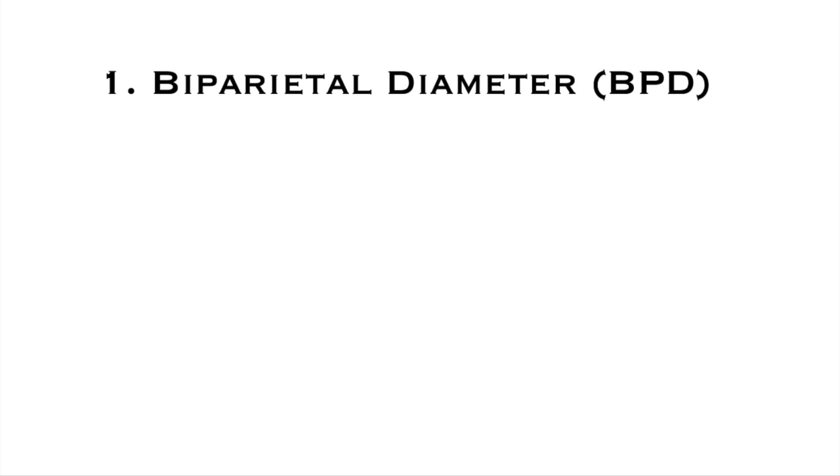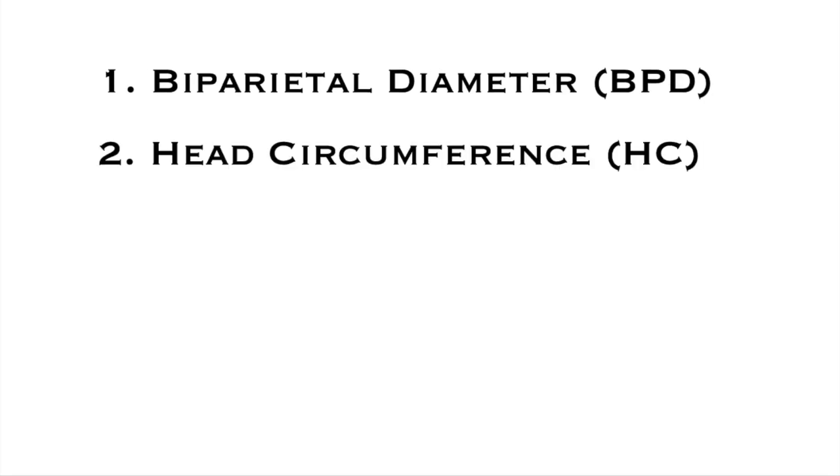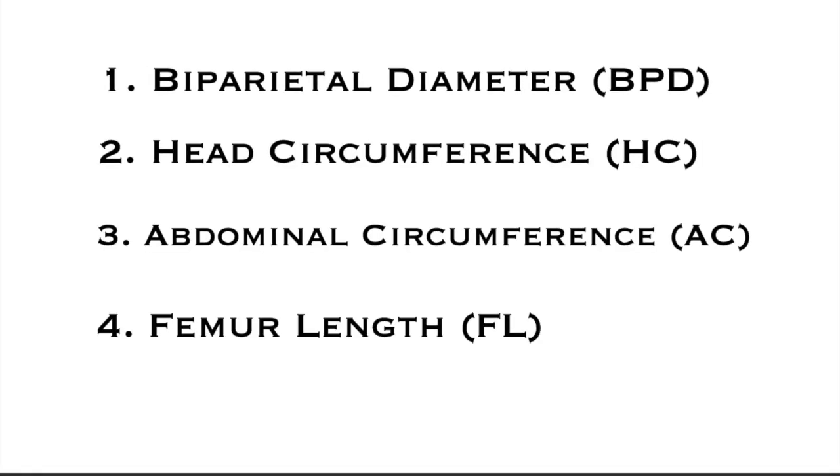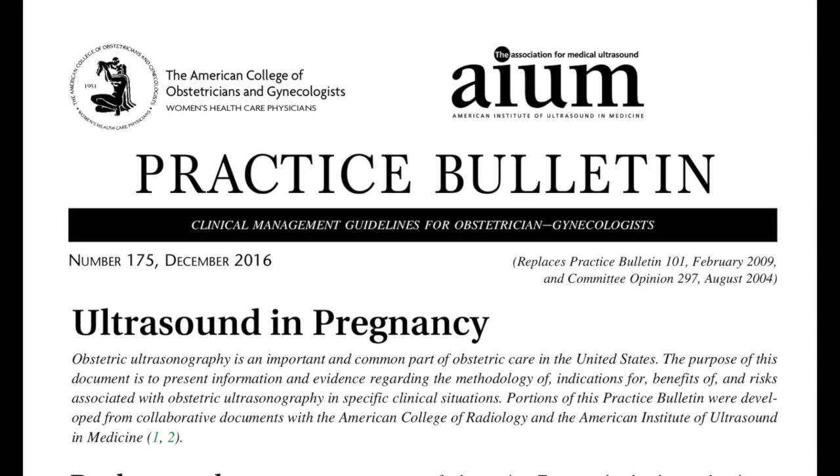4 fetal biometric measurements are required to help establish fetal weight as well as the EDD. These include biparietal diameter, head circumference, abdominal circumference, and femur length. EDD should not be adjusted if an earlier ultrasound has already established dates. Please refer to the Ultrasound and Pregnancy Practice Bulletin for specifics on dating.